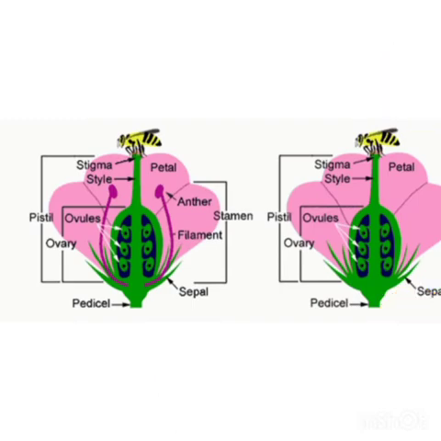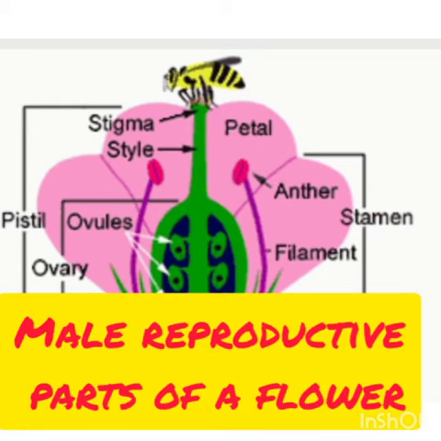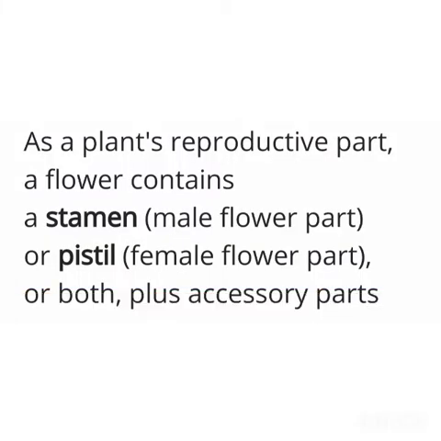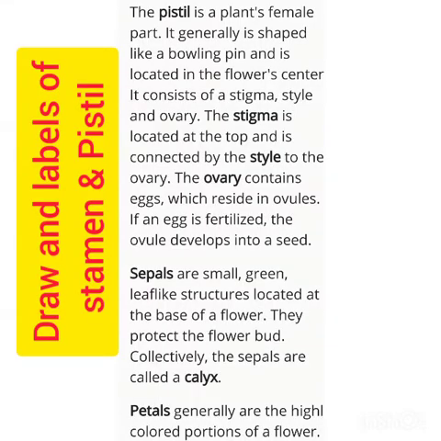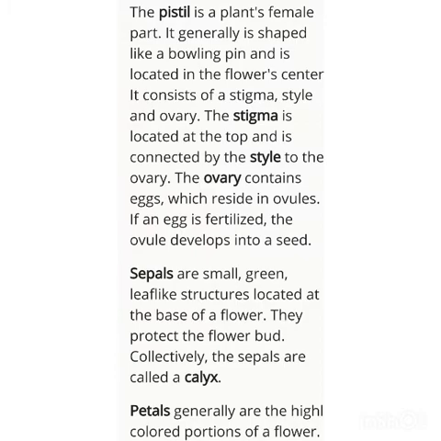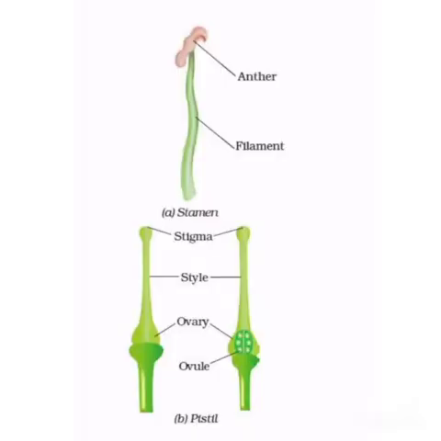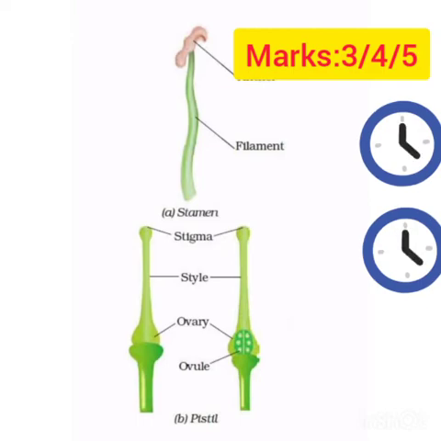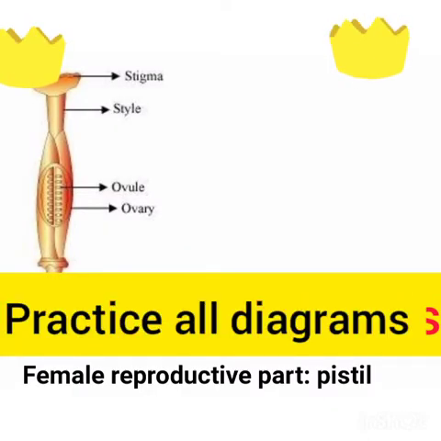Now these diagrams are there. Study and practice your textbook each and every time so that you can learn it properly. Now, do you know about the aggregate fruits and multiple fruits? I have given this one here. So you just check this one. Next, draw the diagram of the female reproductive part and male reproductive parts. So you just take your pencil and practice.